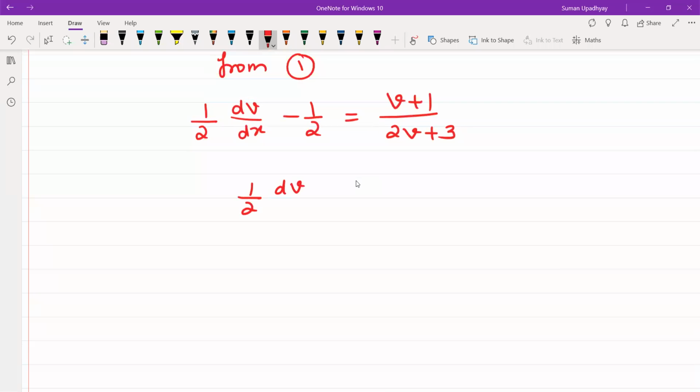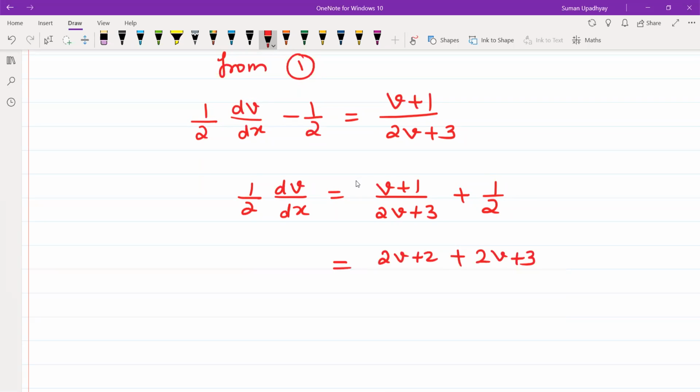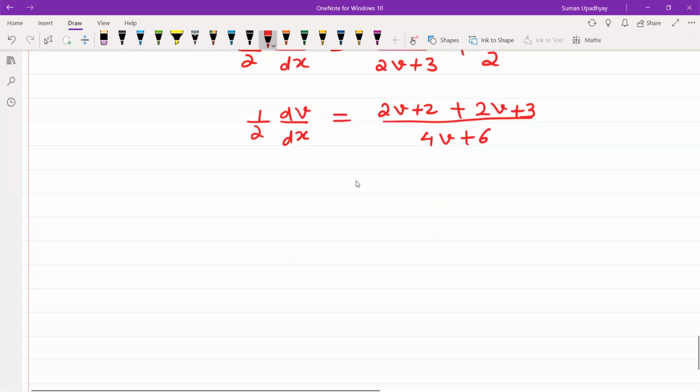So half dv by dx, and I will take minus half to that side. It will become plus half. So v plus 1 over 2v plus 3, and then this plus half. Then you cross multiply, I will get 2v plus 2 plus 2v plus 3 upon 4v plus 6. Any difficulty in this? We just cross multiplied. Now you collect all the like terms together. So here 2v plus 2v will become 4v, and 2 plus 3 will become 5. And here it is 4v plus 6.